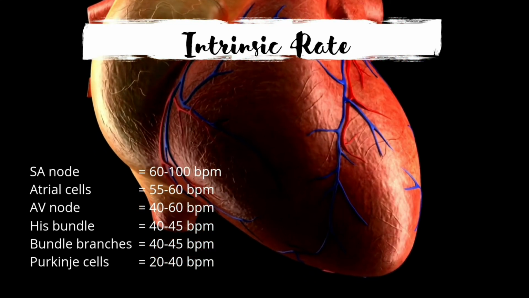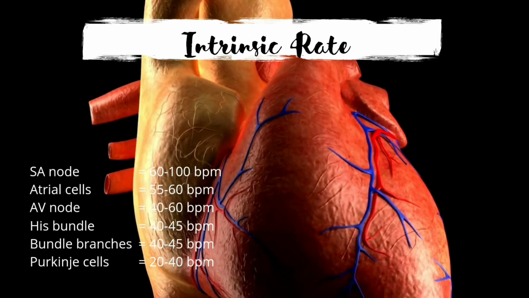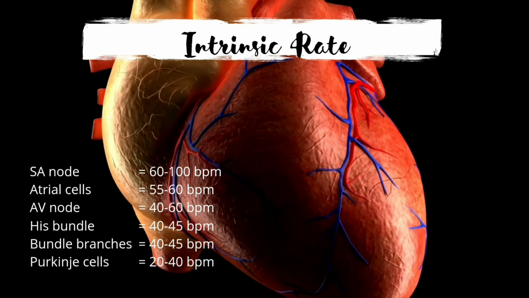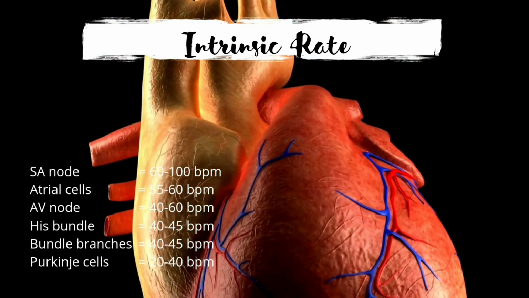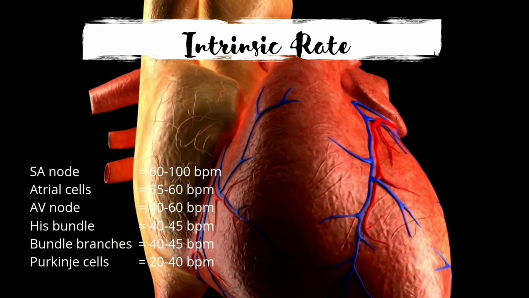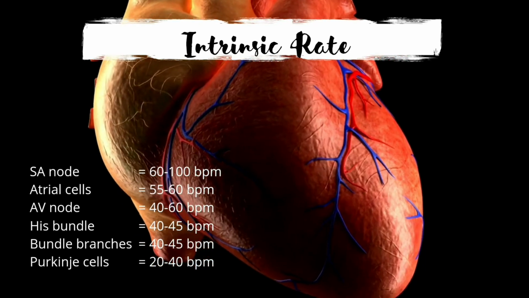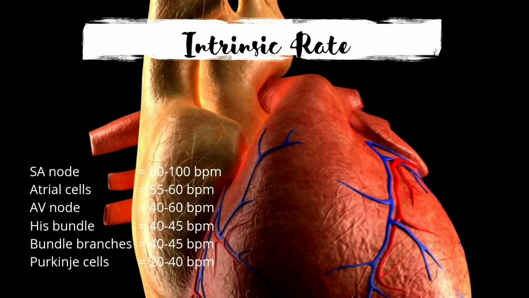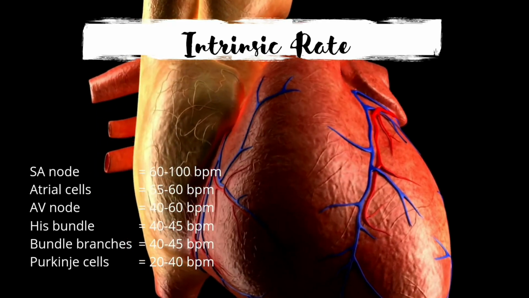In this slide, normal intrinsic rates in adult ranges are shown. The sinoatrial or SA node is 60 to 100 beats per minute. This is the normal heart rate. Next is atrial cells, which is 55 to 60 beats per minute. Then, AV node, 40 to 60 beats per minute. Followed by His bundle, 40 to 45 beats per minute. And bundle branches, 40 to 45 beats per minute. Lastly, Purkinje cells, 20 to 40 beats per minute.